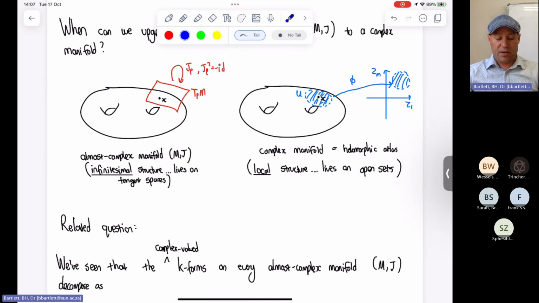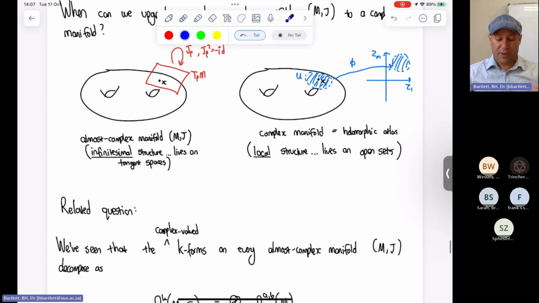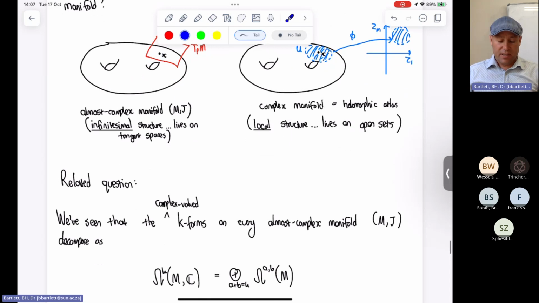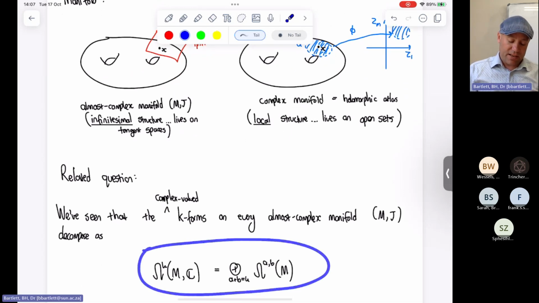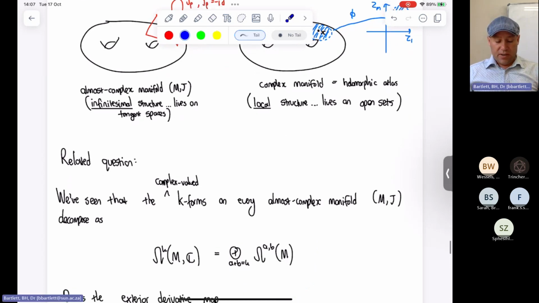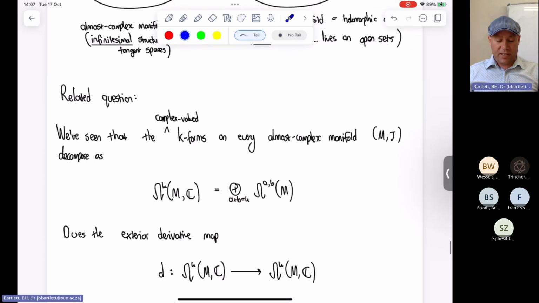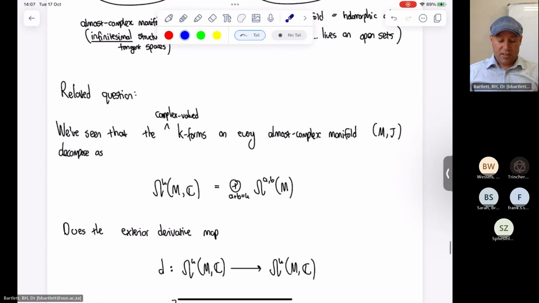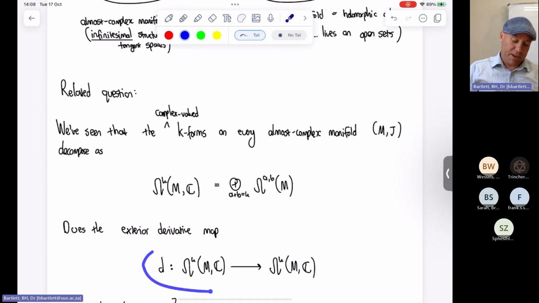Right. So a related question, as we'll see, is the following. So we've seen that the complex valued k-forms on every almost complex manifold decompose like this, into their A, B components. And the question is, how does the exterior derivative map get along with that decomposition? So we know the exterior derivative map is a map from k-forms to k+1 forms.